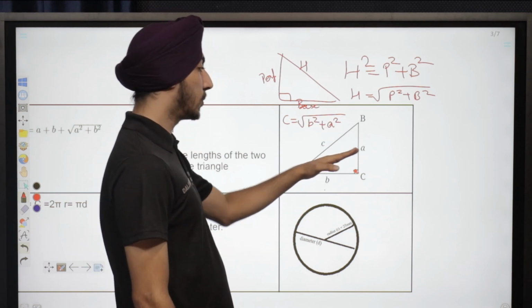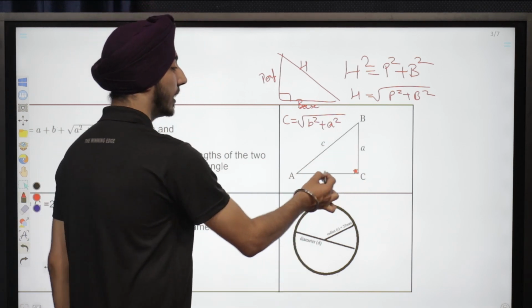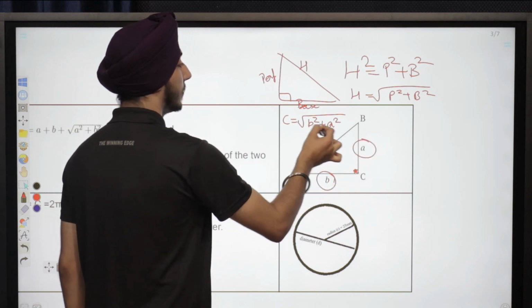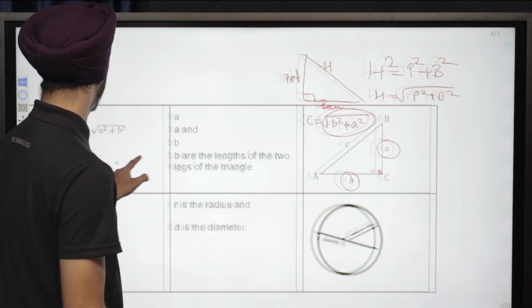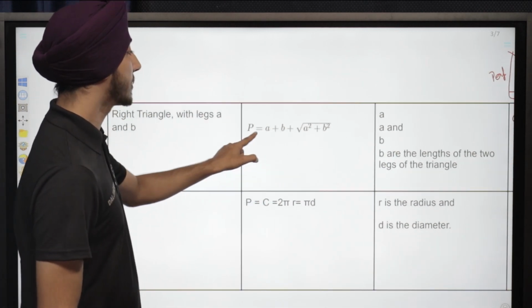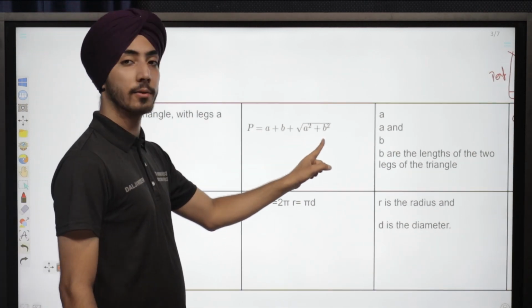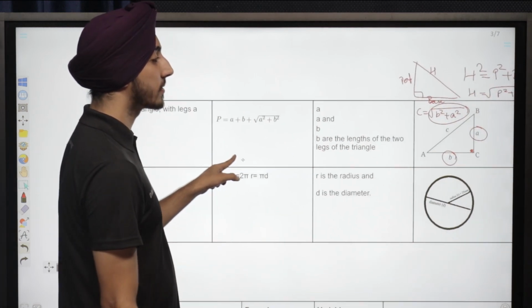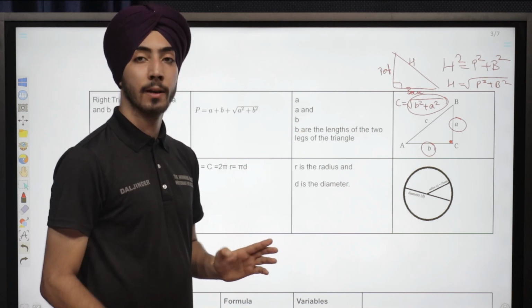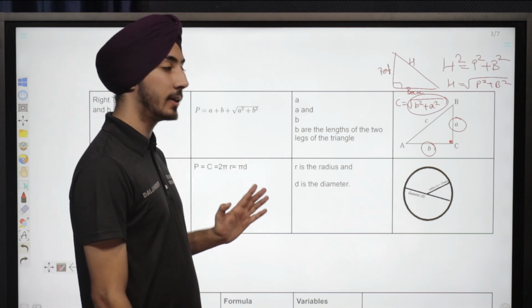ठीक है? तो हम लोग पेरीमीटर के लिए क्या लिख सकते हैं? We can write down B plus A plus this value. ठीक है? So the same way it has been done here. You can see that perimeter is A plus B plus under root A square plus B square, where A, B, C are the length or legs of a right angle triangle. You understood this? I hope that's very easy.